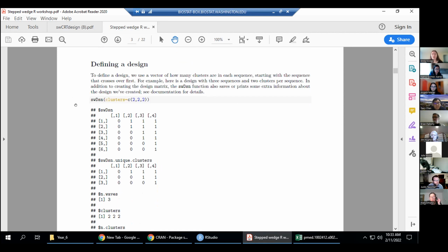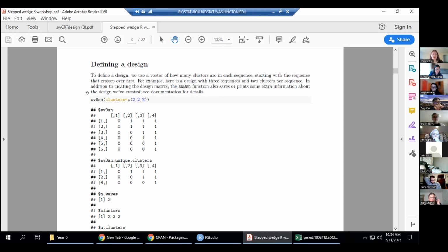So I'm just going to go together through the process of defining a design, since I think that's probably the most unusual piece of this R code. And then I'll set you loose on the exercises after this. To define a design, you use this SWDSN function. It stands for stepped wedge design. There are lots of optional arguments, but the most fundamental argument is this clusters vector. It's saying in the first sequence, I want there to be 2 clusters, in the second sequence 2 clusters, and in the third sequence 2 clusters. That tells it we're going to have a total of 3 sequences with 2 clusters each.